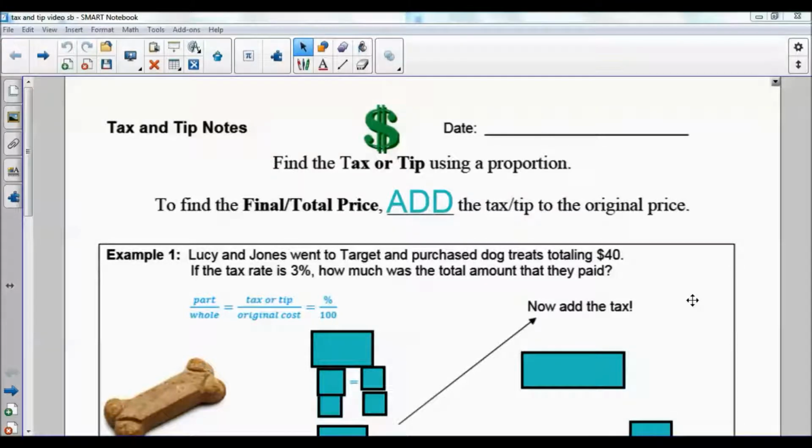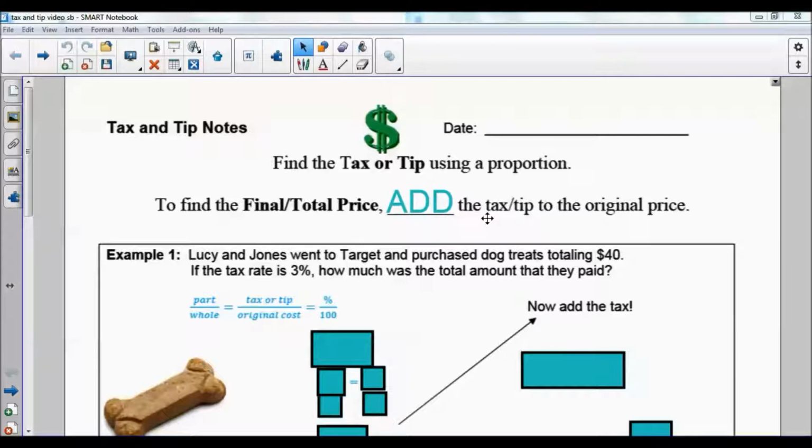Hey everyone, so we're going to extend our knowledge of proportions to tax and tip today. We're going to find tax and tip using proportions, and then we're going to find total price. The important thing to remember is when we're finding total prices after tax or tip, you have to add the tax or tip to the original price.